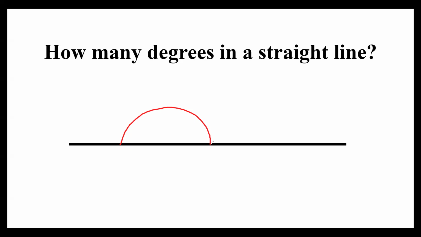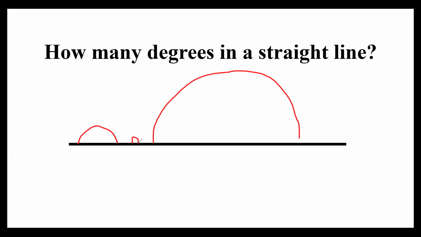Now, on a straight line, it doesn't matter how big or how small or where you put the curve. I could put a curve right here, or I could put a curve right in the middle. I could make it large. I could make it tiny. To get from one point to the other, it's always going to be the same. Well, I'm not going to tell you. I want you to tell me. But it's the same angle every time.